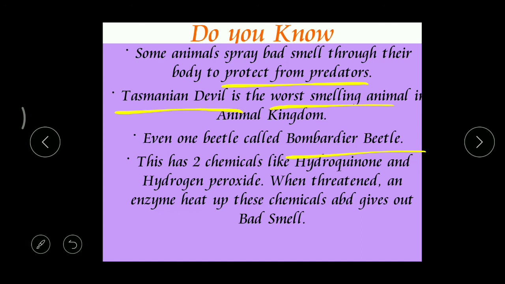So in this beetle we can find two types of chemicals. What are they? One is hydroquinone, and the next one is hydrogen peroxide. So whenever this beetle is in fear or threatened, one enzyme will be produced, and this enzyme will combine these two chemicals, and so it gets heated up. And then it produces what? It produces a bad smell. Correct. This is the way how these animals are able to produce a bad smell.